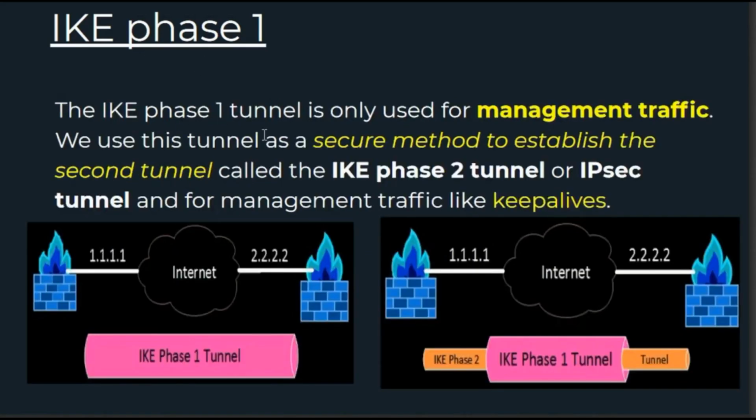IKE phase 1 is only used for management traffic. We use this tunnel as a secure method to establish the second tunnel, called the IKE phase 2 tunnel. So it is a tunnel for management, like keepalives. We can see the IKE phase 1 tunnel in the image. It is used to secure IKE phase 2.